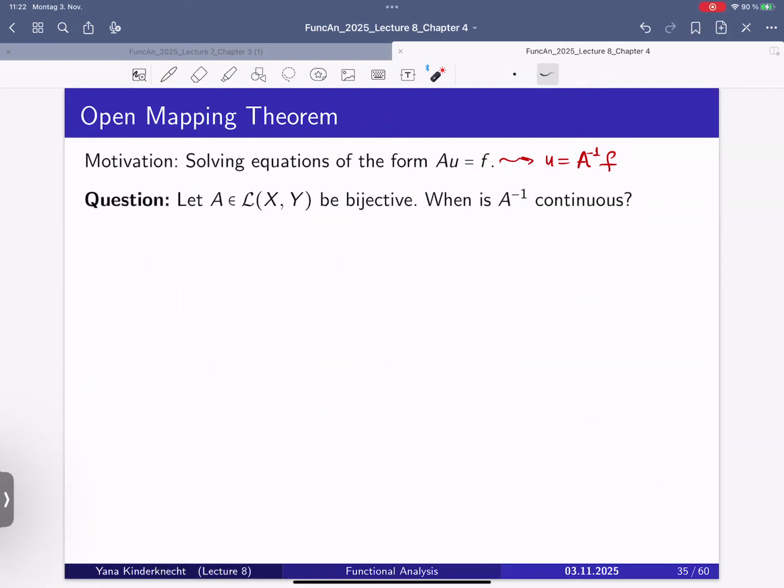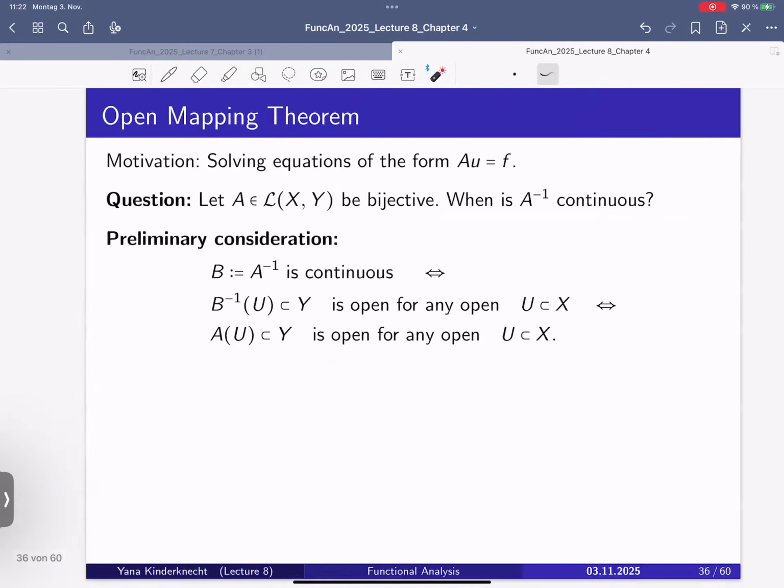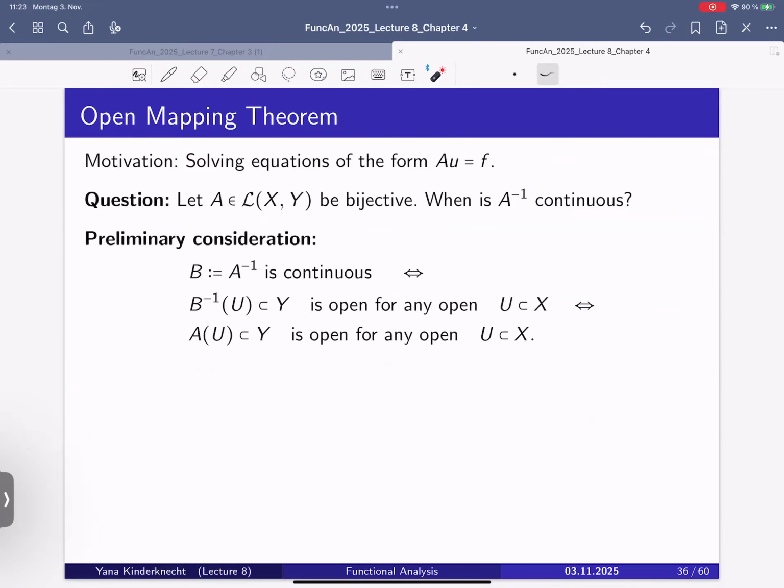So this is the aim. We have a bijective bounded linear operator. When is its inverse continuous? Some consideration. Let us call this inverse B. So this operator B is a continuous mapping if and only if, by definition of continuous mapping, the pre-image of all open sets is open.